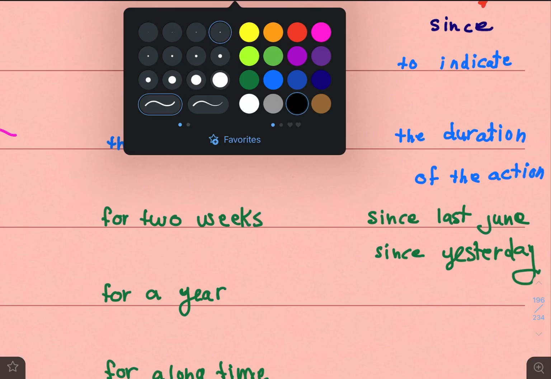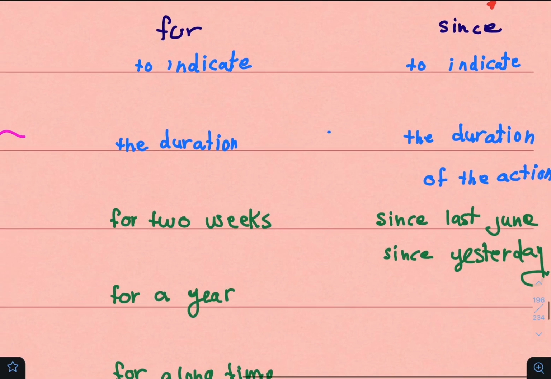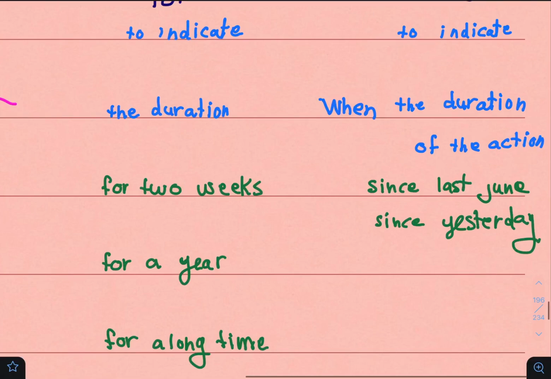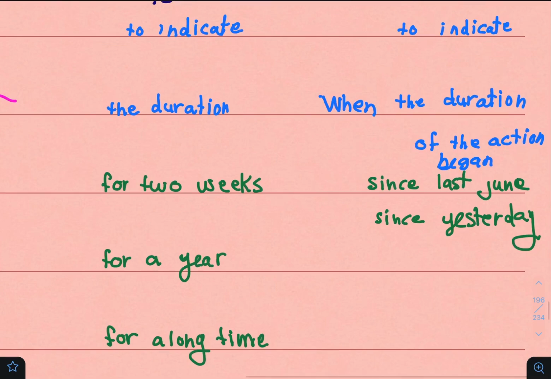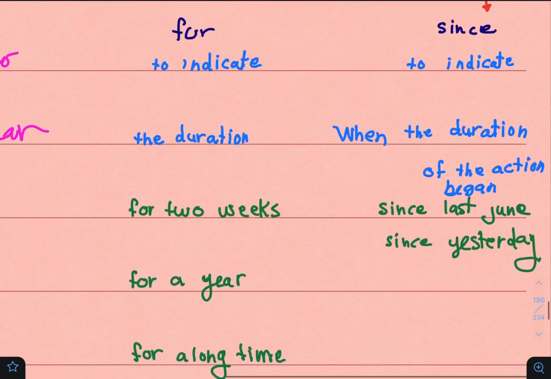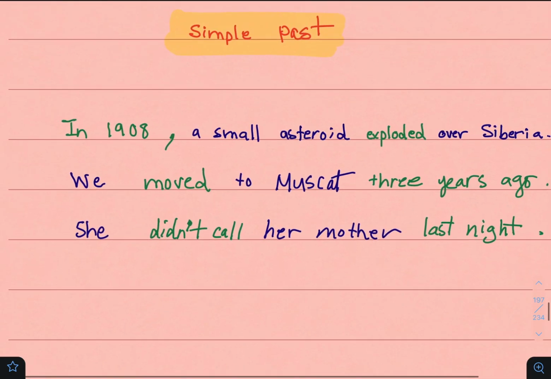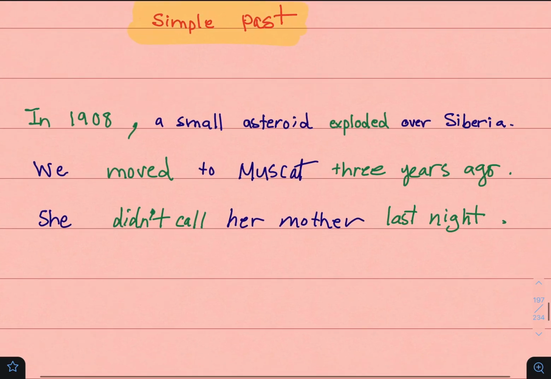Okay, so I have to write it. Sorry, I have missed it. To indicate when the action began. Okay, now this is clear to you. متى بدأ الحدث. Okay, مثلا since last June, since yesterday. I'm gonna give you examples in order to clear, يعني عشان أوضح لكم this point.